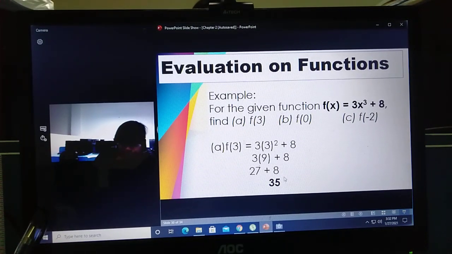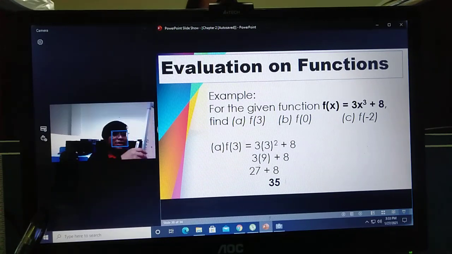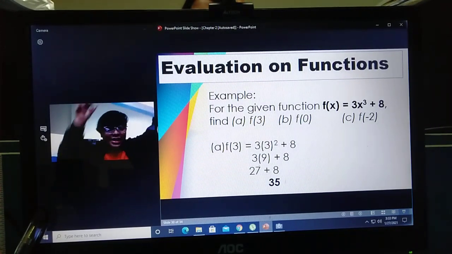Okay, next. How about for the next one? Since 0, any number multiplied by 0 is 0. Diba? So pag ganyan, napakadali na lang yan. Kapag 0 ang given na value ng x, you will just copy the constant. What is the constant there? It's 8. So ang f of 0, if we evaluate f of 0, the answer would be 8. Why? Because 3 times 0 raised to 2 is 0. Because 0 squared is 0 and 0 times 3 is 0. Yun lang po yun. So just copy the constant there.